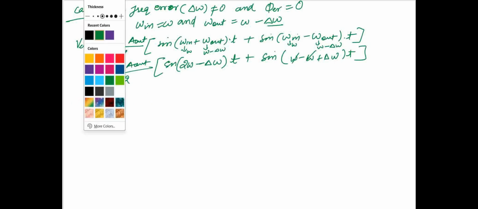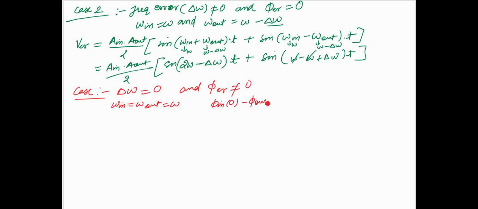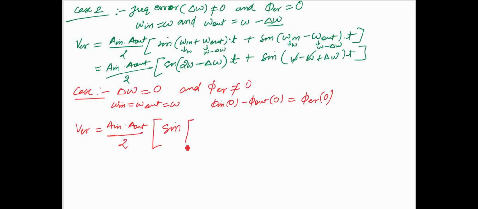One more case, let's take. In this case I'm considering phase error and no frequency error. So del omega equal to 0 and phi error not equal to 0. In this case omega in equal to omega out equal to omega, that is no frequency error, and there is a phase error, so we can say that phi in 0 minus phi out 0 equal to phase error 0. So what can we do? Put it in our equation of V error. V error will equal to A in dot A out by 2, and then sine (omega in plus omega out) t, plus sine (omega in minus omega out) t.